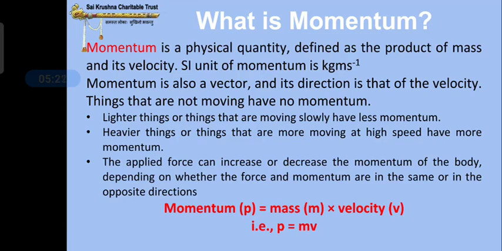So things that are not moving have no momentum. What happens? The velocity remains 0. So any mass into 0 is 0. So the momentum is 0 for the things that are not moving.